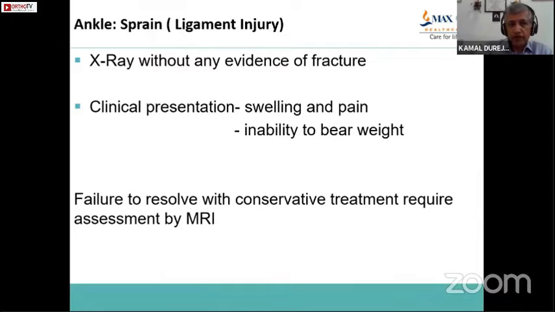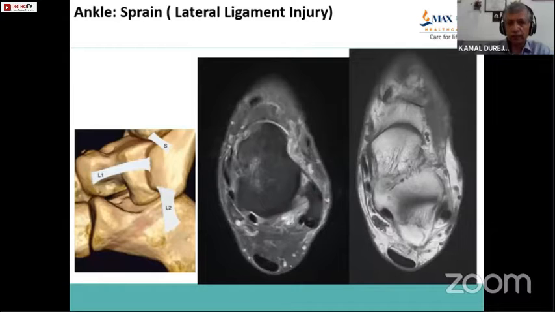Talking a bit about sprains, where the X-ray is negative, not showing you anything, but the clinical presentation is nearly the same: swelling, pain, inability to bear weight. All these injuries would resolve with conservative treatment most often, but if there is a failure to resolve, then you need the help of MRI. MRI is a very good tool, whereby in fat-suppressed and proton density images, you can see the anterior talofibular ligament very clearly, and you can see the CFL quite clearly in the axial sections, as seen here, here, and here.